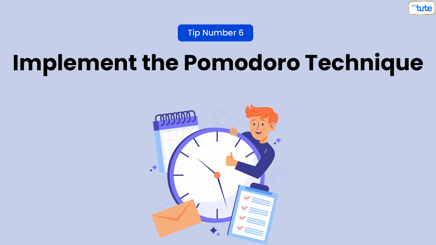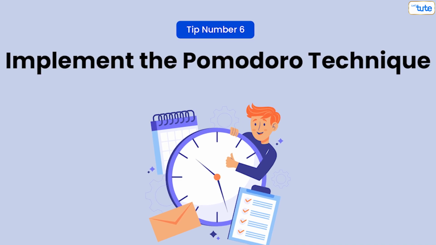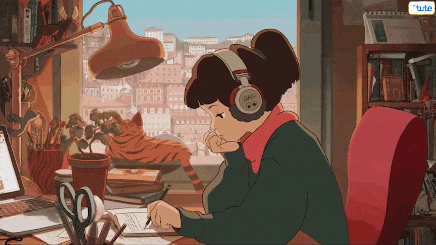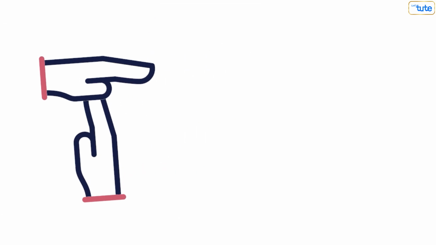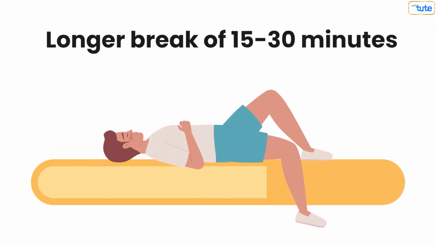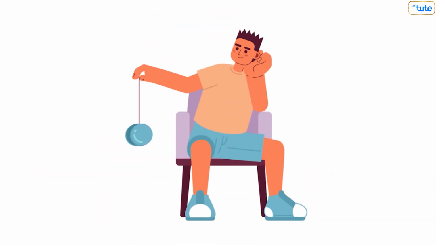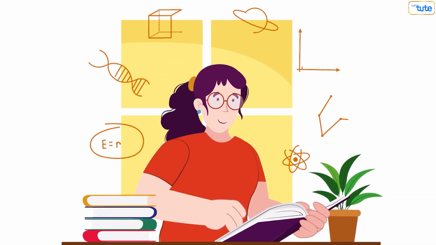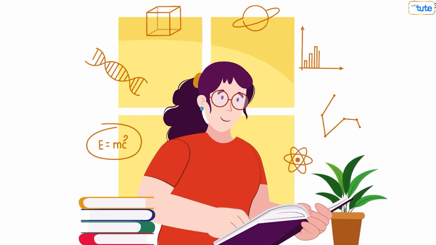Tip number 6. Implement the Pomodoro technique. The Pomodoro technique is a time management method that involves studying for 25 minutes, followed by a 5-minute break. After completing 4 Pomodoros, take a longer break. This technique helps maintain focus by creating structured study periods and regular breaks, reducing the likelihood of distractions.